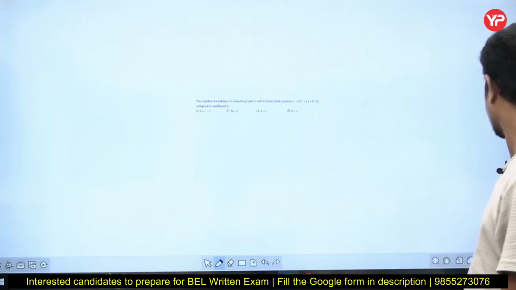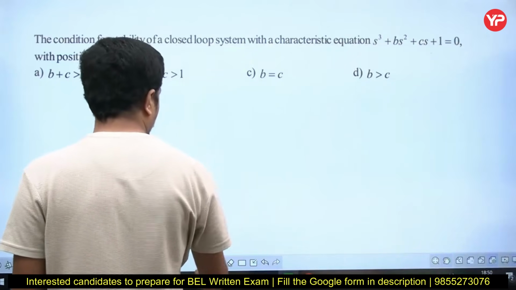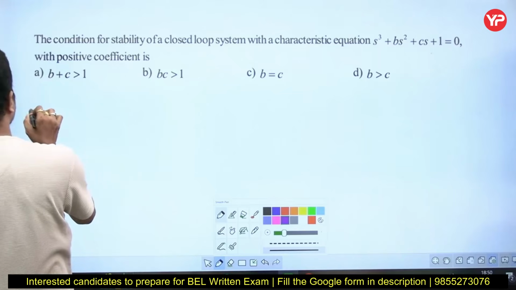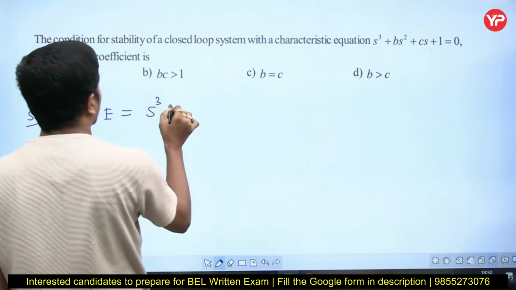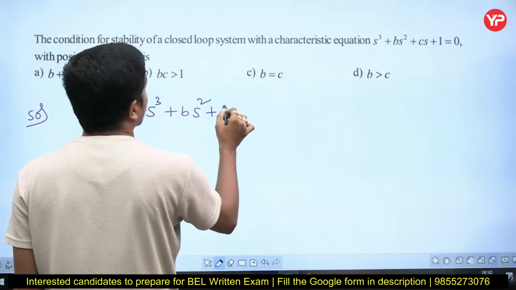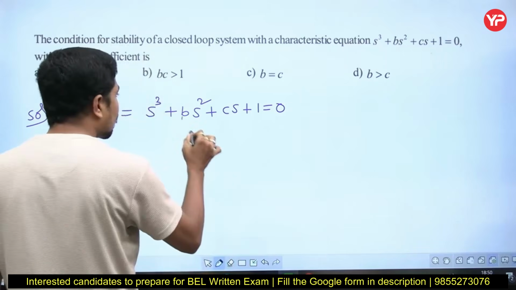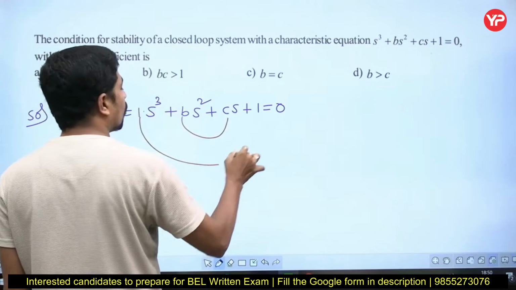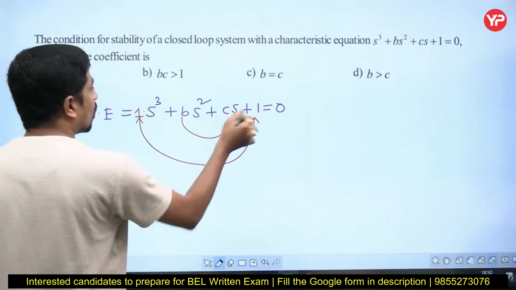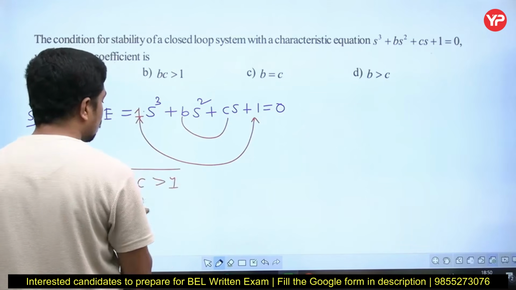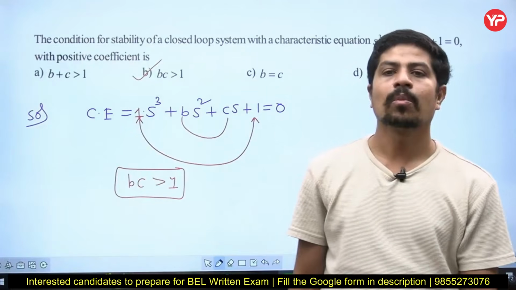Let us go to the next question. It is asking what is the condition for this system to be stable? The characteristic equation is S cube plus BS square plus CS plus 1 is equal to 0. The condition for this system to be stable is that the internal product must be greater than the external coefficients product. Remember, internal product is BC. External coefficient product: this is 1, that is also 1, 1 into 1 is 1. So BC must be greater than 1. Option is B, B for Bombay, right?